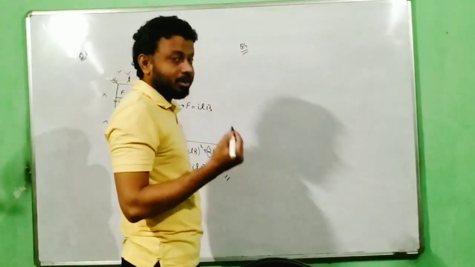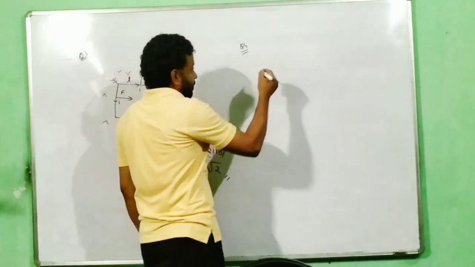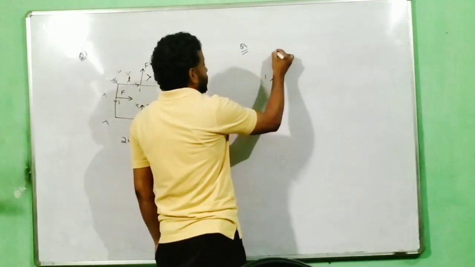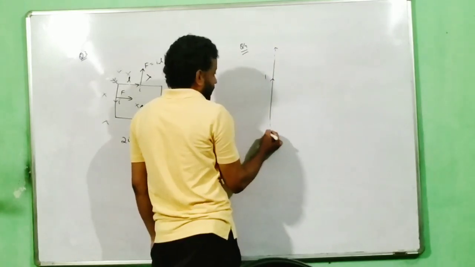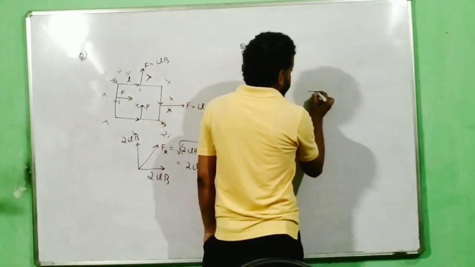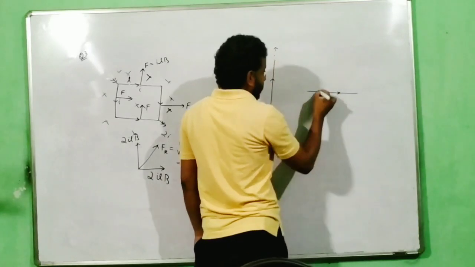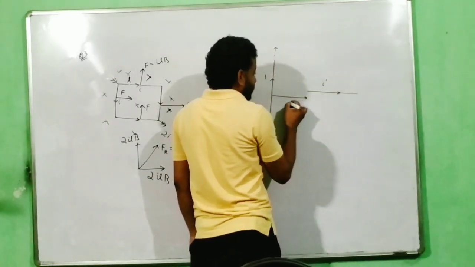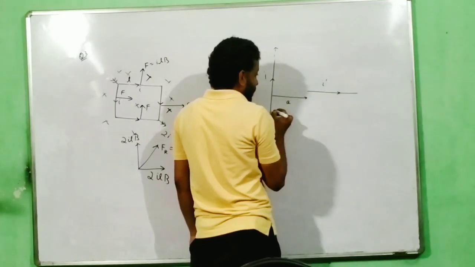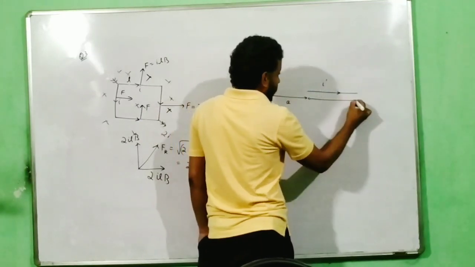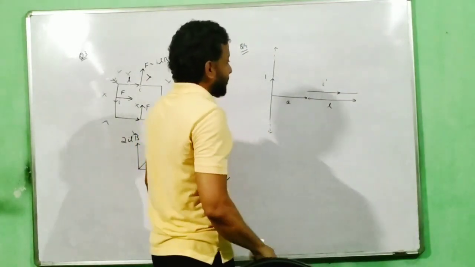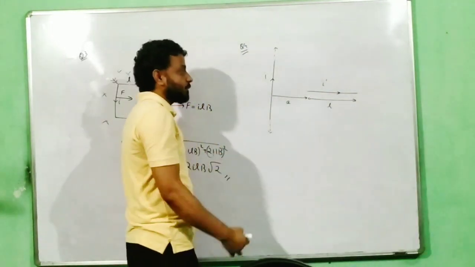There will be a small integration involved here, but you must know how to solve this. There is an infinite wire, and I have a wire in this direction, carrying a current of I dash, such that this length is a and this length is equal to L, and this is carrying a current. Now here we cannot find directly the force on this wire.